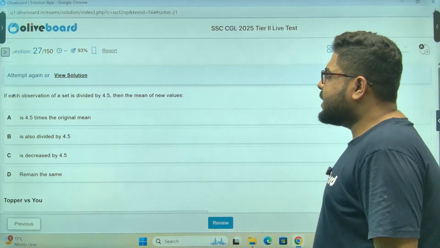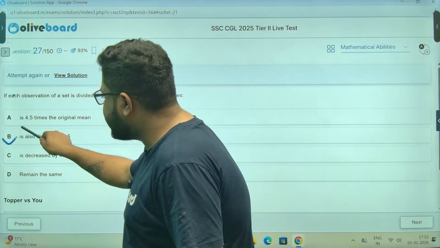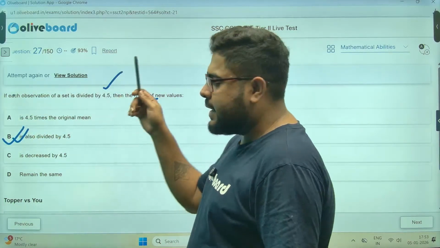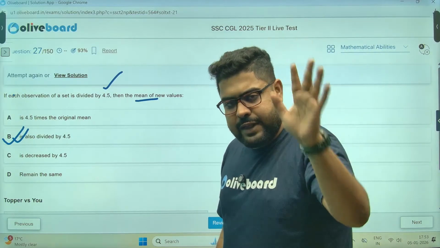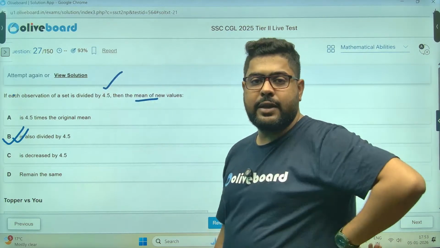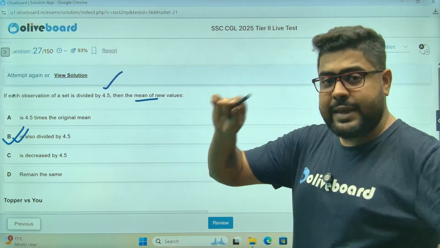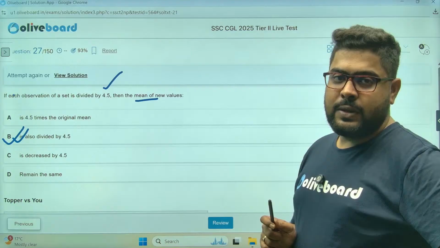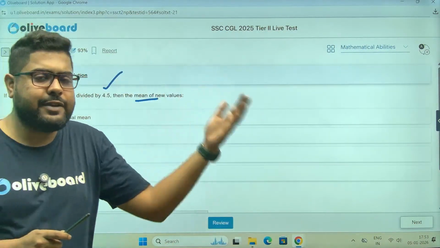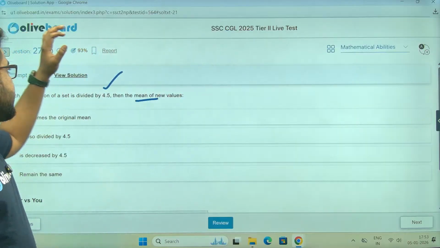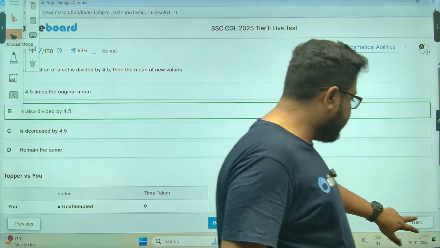Chalo. Each observation divided by this, mean will also be divided by this. Whatever happens, plus, minus, multiplication, division, everything will just carry forward to the mean. What doesn't get carried forward? Remember, squaring, cubing, these things don't get carried forward. But any simple operation like multiplication, addition, division, everything gets carried forward in the mean. Okay? Chalo, next one, sir. Next one, please.